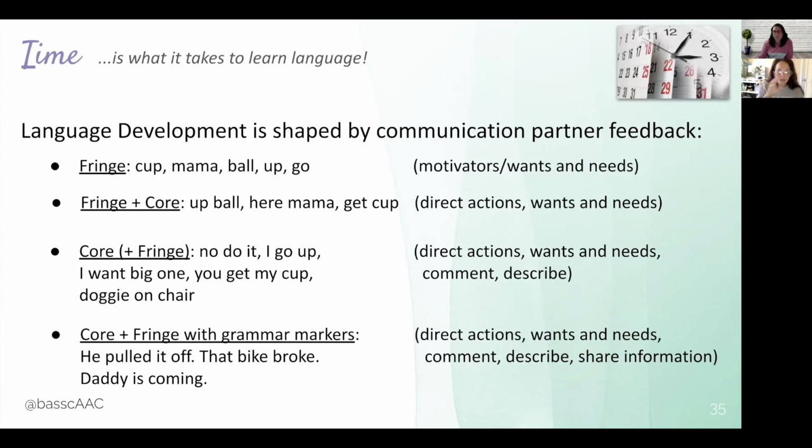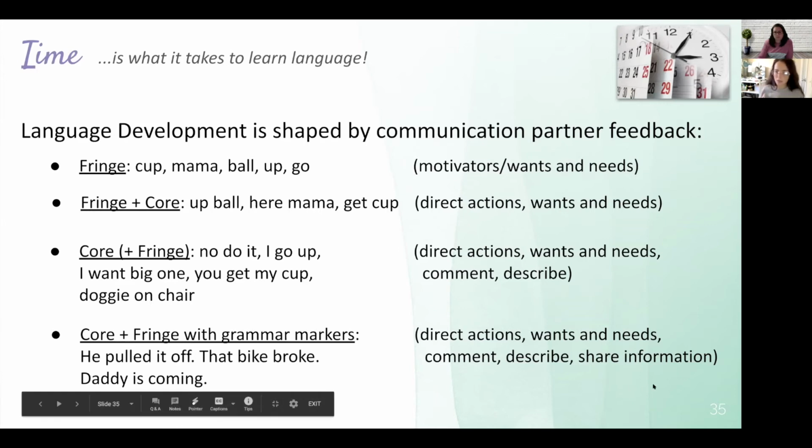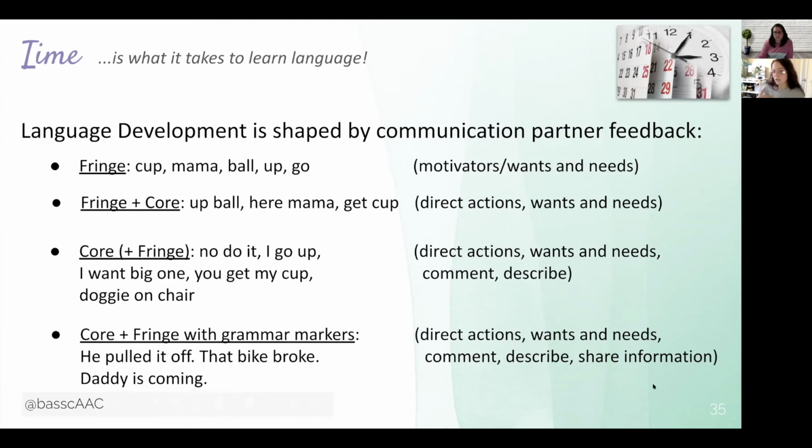But down here at the bottom, we see a long phrase. We didn't get there right at the beginning. We had to start with single words and we had to start by getting a vocabulary of over 50 words before we start putting two words together, right? And then we have to get a bigger vocabulary before we start putting three words together. That is normal language development, whether you are learning your native language or you are learning a second language, including AAC.